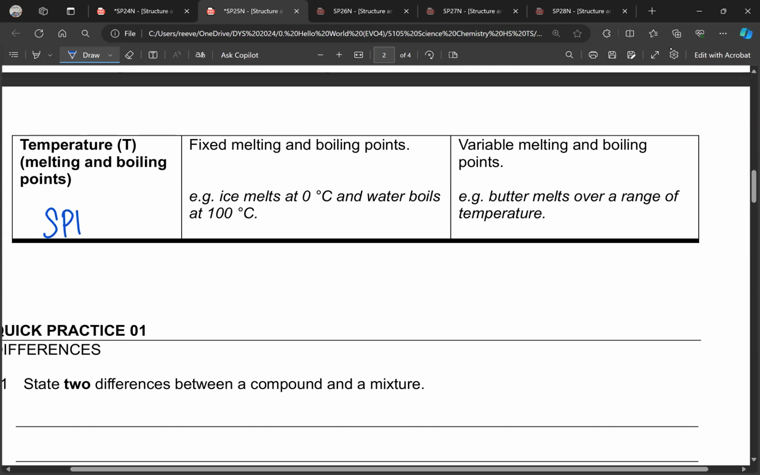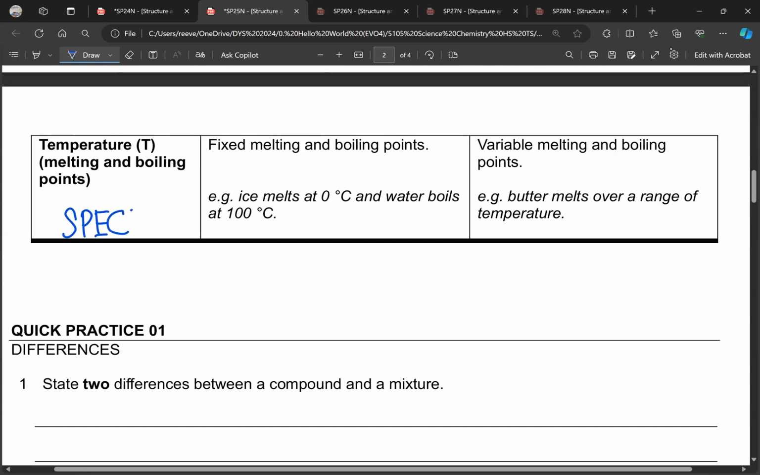So now I move on to the last one. For S, P, E, C, T, temperature. Okay, for compound, the melting point and boiling point are fixed. They don't change. Like ice melts at 0, water boils at 100. Not standard, everyone will ask, no, water boils at 100, okay? Have you heard of water boiling at 10 degrees Celsius, right? No, right? Have you heard of water boiling at 50, 60, 70? You don't have, right? So, standard, water boils at 100, it is fixed.